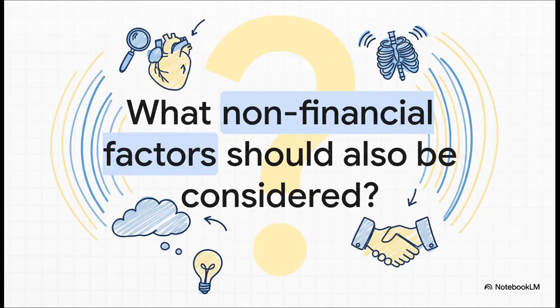So I'll leave you with this question to think about. We've talked a lot about the numbers, but what about the things you can't easily quantify? Things like the quality of the management team, the power of the company's brand, or how tough their competition is. The financial ratios are like a doctor's x-ray. They give you an incredible look inside. But a full diagnosis and a truly complete evaluation of a company requires you to look at the whole patient, not just the scan.